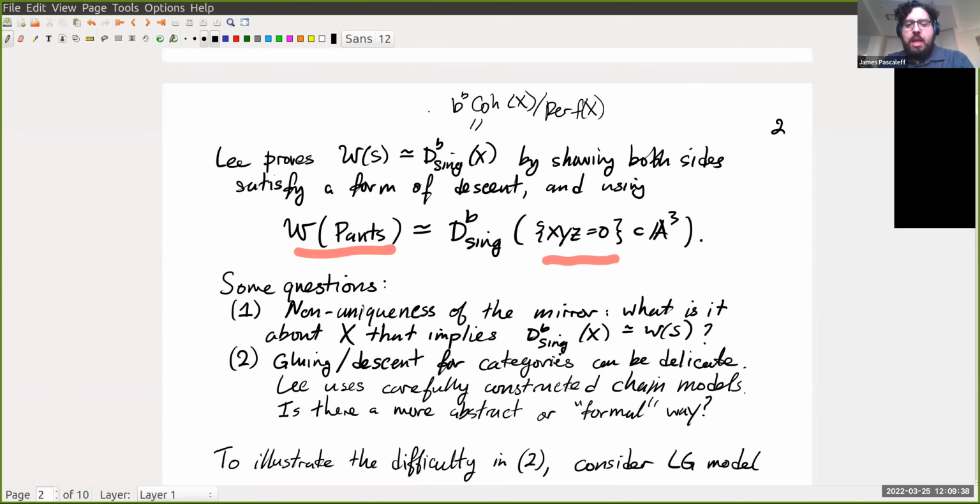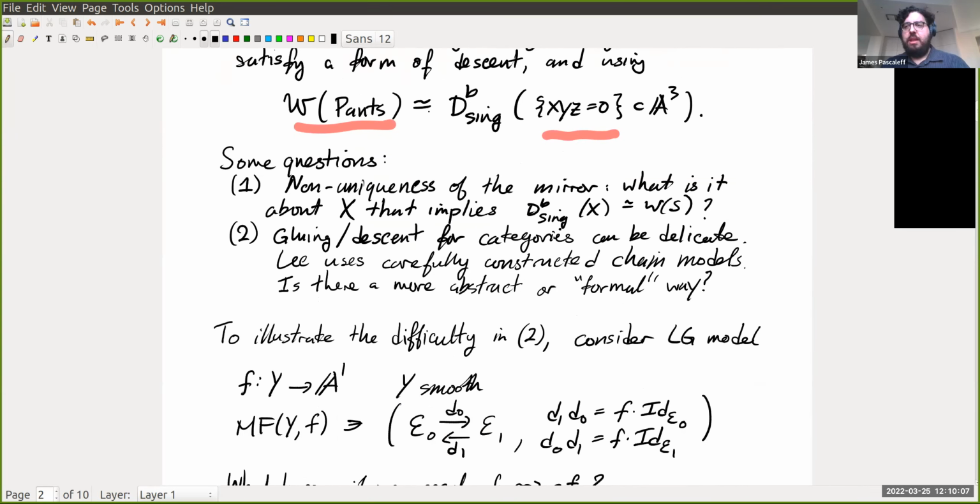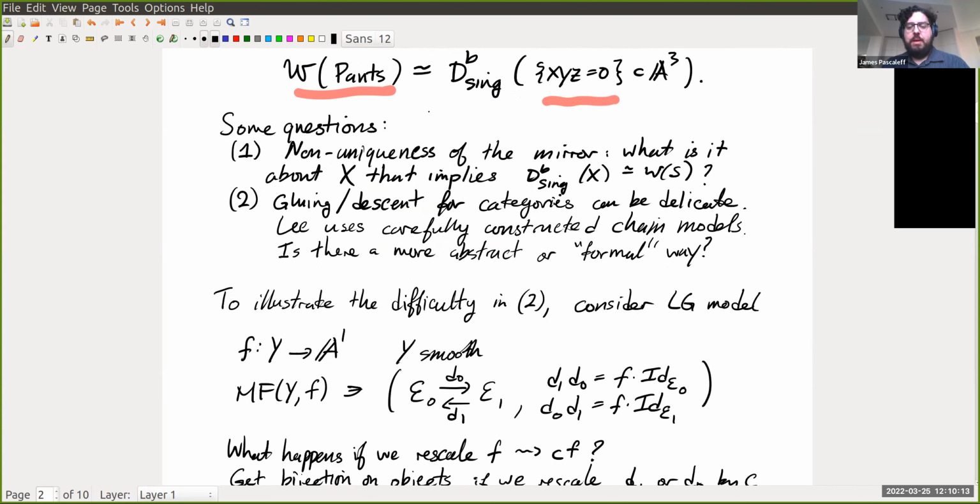Another thing you can ask about is, well, this gluing and descent, or what's called descent for categories, can be delicate. Lee has to use these pretty carefully constructed chain models to get the matching. You can ask, is there a more abstract or formal way to do this? Just characterizing all the different gluings here. So I want to illustrate a little bit of the difficulty in the second question. So I'll talk a bit first about what is the difficulty in the second.